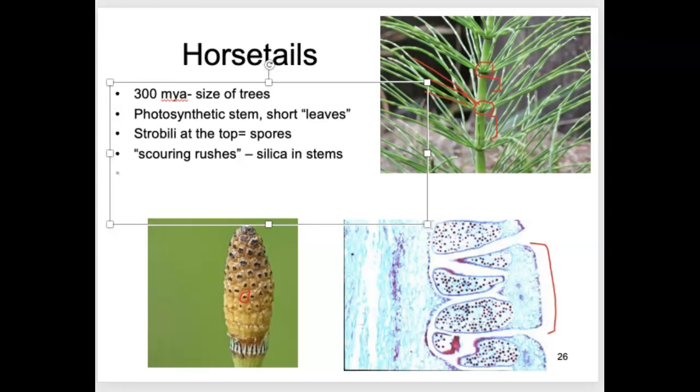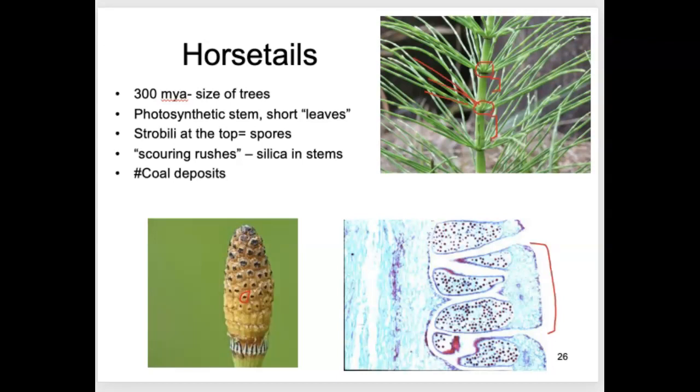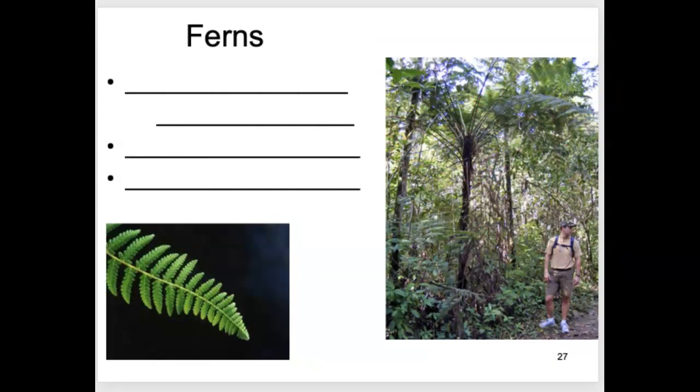They've been around long enough that these guys are also part of the coal deposits. So 300 million years, they were able to grow. They were massive. And then as these plants died, they, over 300 million years, have formed into coal. So another plant that we are using today as we burn fossil fuels. Okay, so those are the horsetails. On to the ferns.